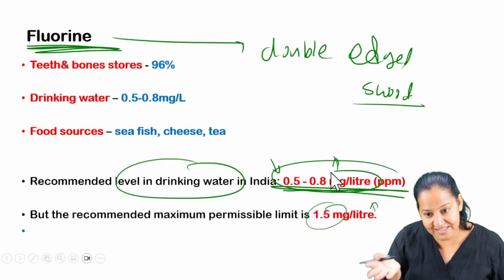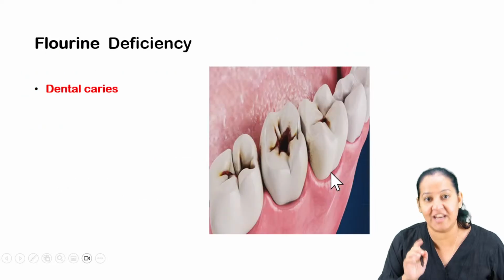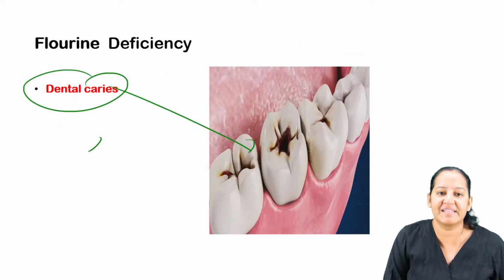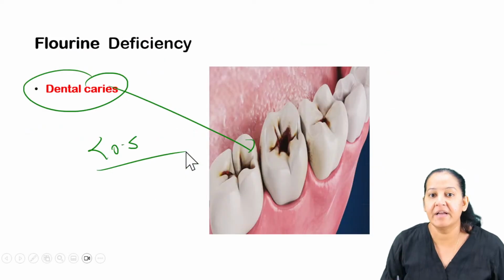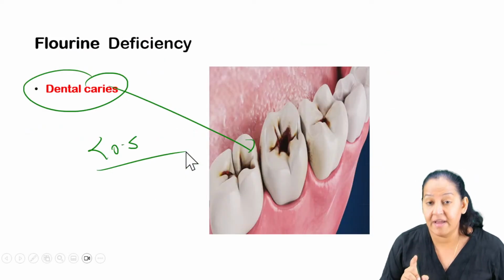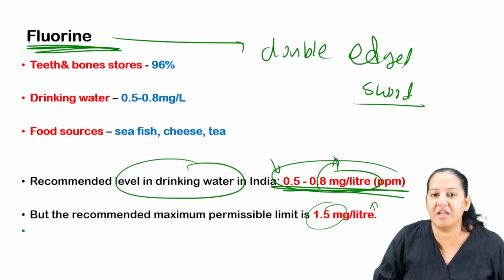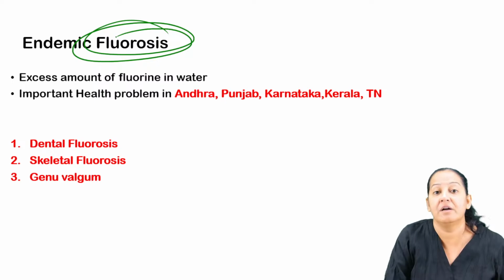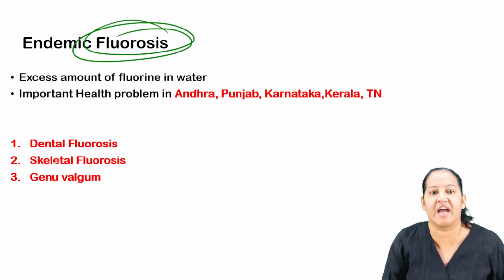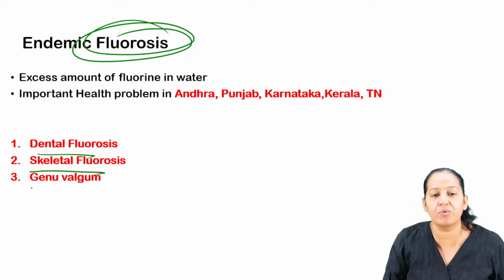0.5 to 0.8. Because if it is less than 0.5, it causes disease. The name of the disease is dental caries. If it is less than 0.5 milligram per liter, it causes dental caries. And if it is more than 0.8, especially more than 1.5, it causes a disease known as fluorosis, which is of 3 types: dental fluorosis, skeletal fluorosis, and genu valgum.